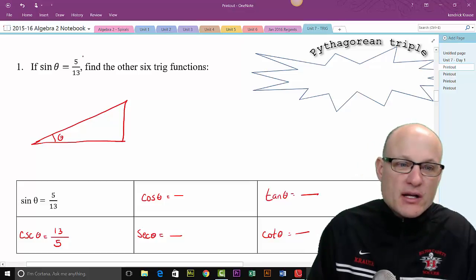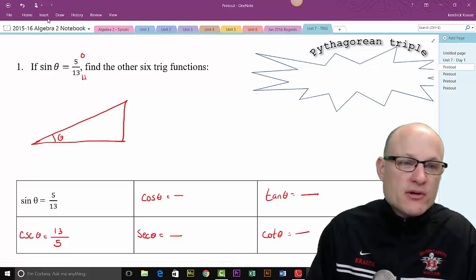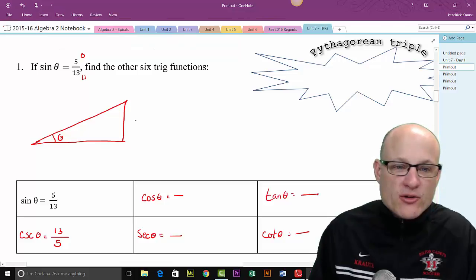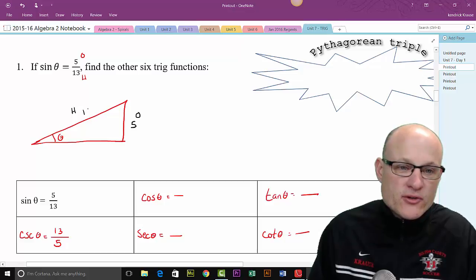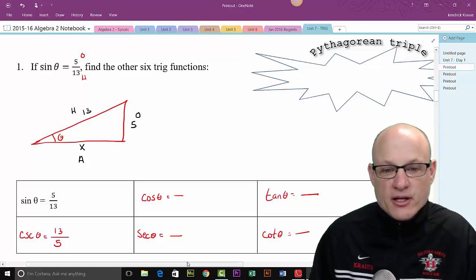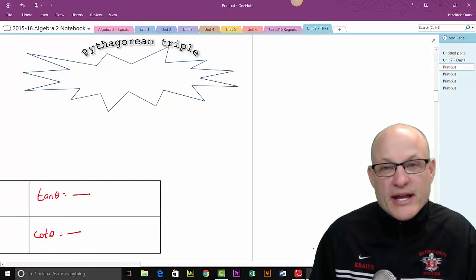Anyway, if you remember correctly, sine theta is opposite over hypotenuse. So let me grab a different color. Say, okay, this is my angle. This is opposite over here. So we know this is 5. This is my hypotenuse here. This is 13. And I got to find my adjacent side. I could just go through into the Pythagorean theorem, or I can remember what a Pythagorean triple is.